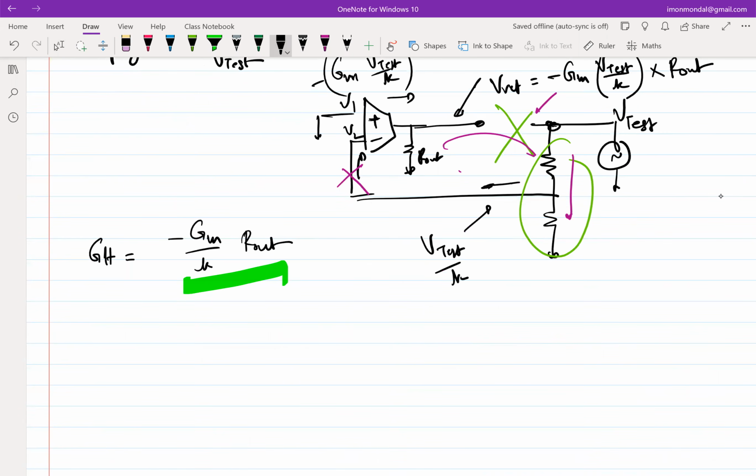Okay, fine. So this is as far as finding GH is concerned. Once you find GH, then you find steady state error. And when we go to frequency response, you can find frequency response and so on, right? So that's not the part of the next part of this discussion. The next part of the discussion is to make this differential amplifier a better differential amplifier.